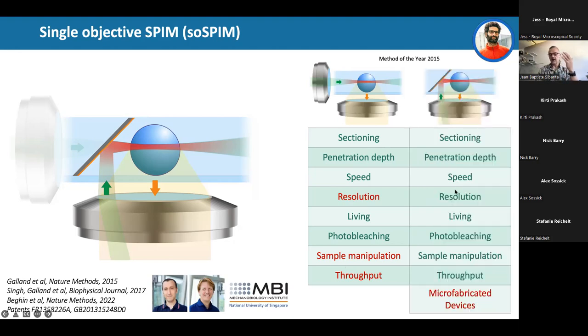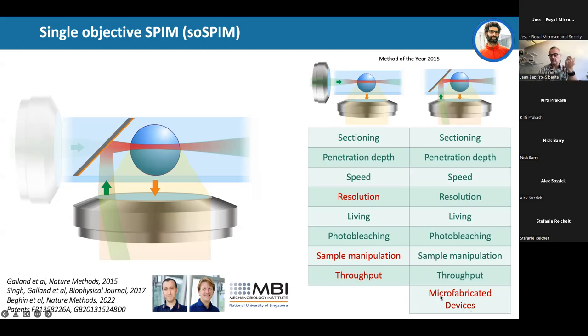Now put in parallel the SOSPIM advantage. By having this little micromirror, you only need a single objective. And of course, everything turns from red to green. Now we can use a high numerical aperture objective, we have full access to the sample, and the throughput can now be increased. I will show you that.